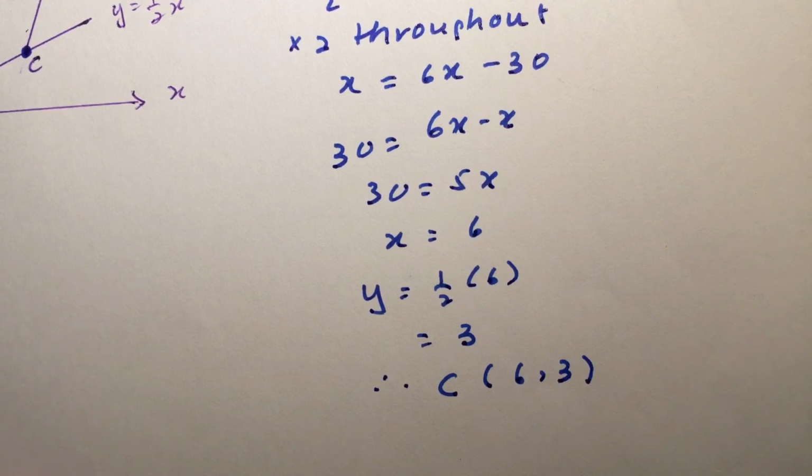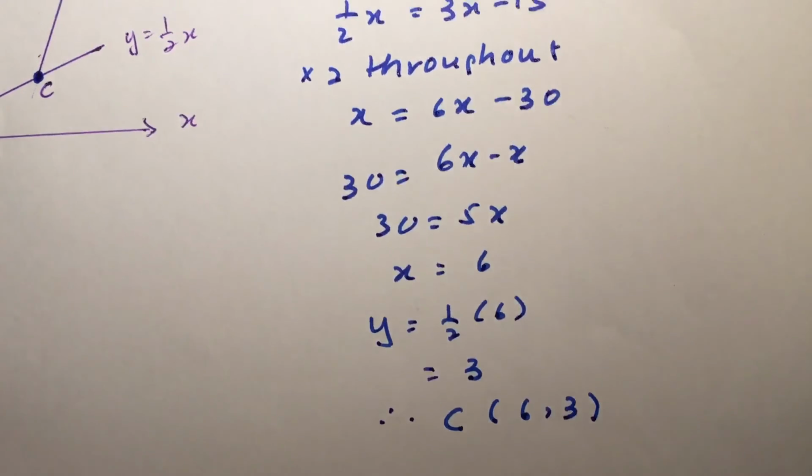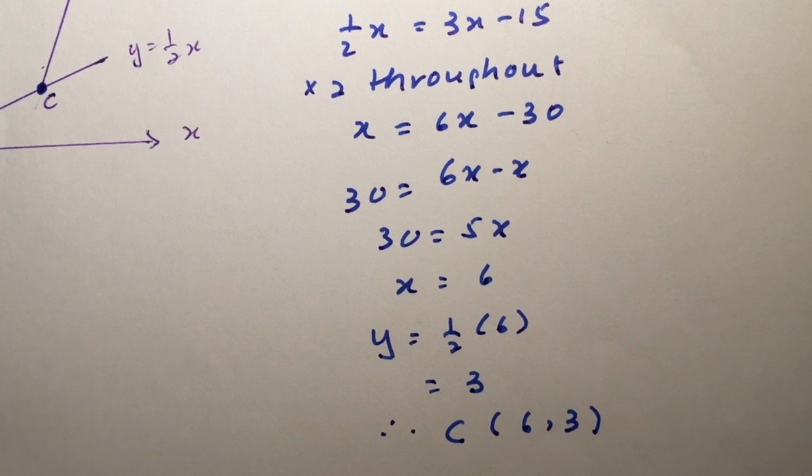So when we run out of options, we can't use the midpoint, and it's not on the axis, C has to be found by simultaneous equations, which is the third way.